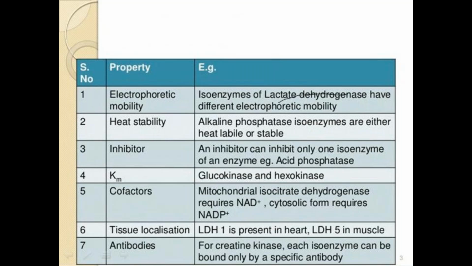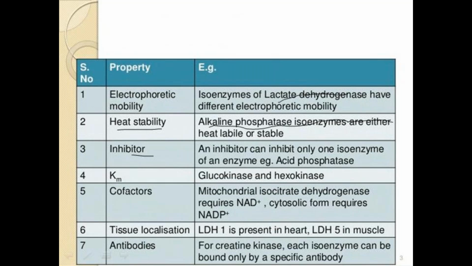Next, depending upon heat stability, alkaline phosphatases are classified into heat labile ones and heat stable ones. And next, depending upon the inhibitor, acid phosphatases are classified. An inhibitor inhibits only one isoenzyme, so different types of inhibitors act on different forms of the acid phosphatase enzyme, and based on that they are different.